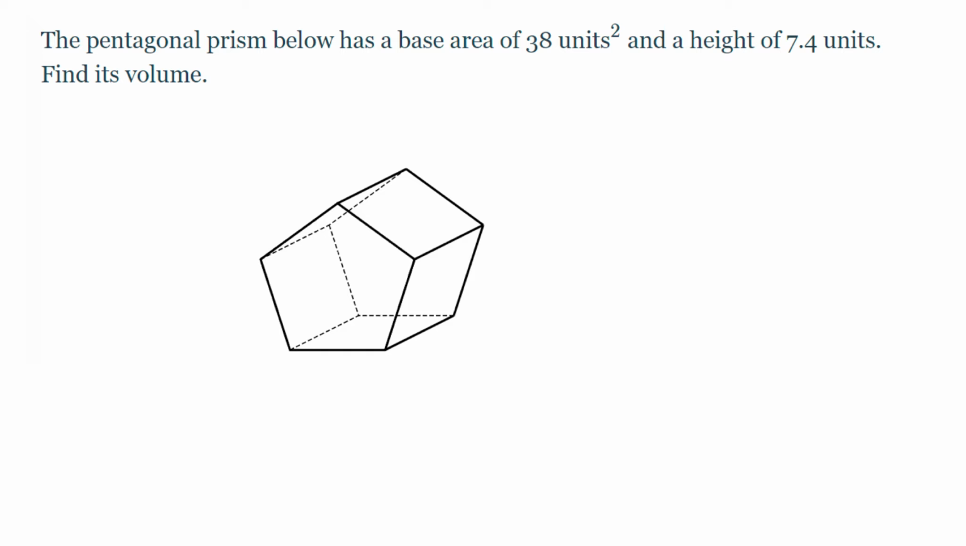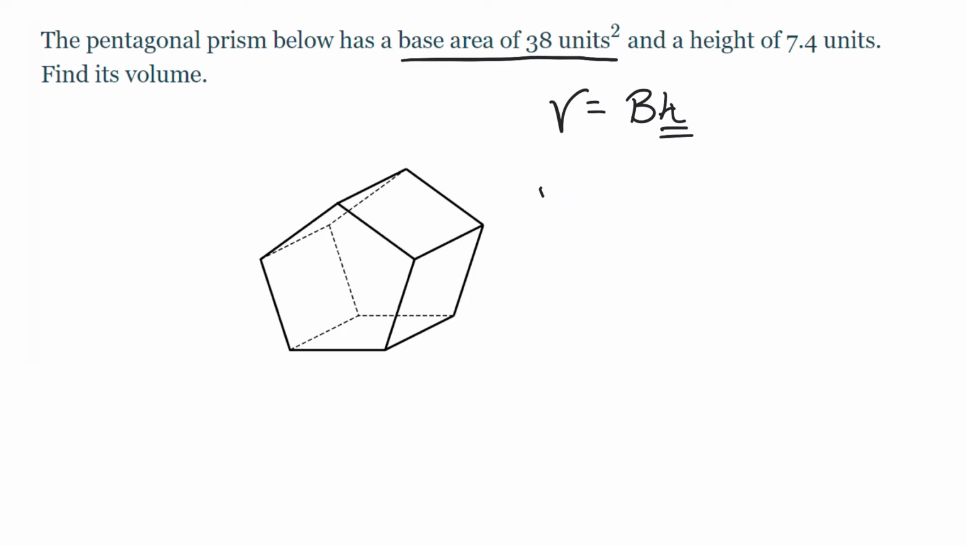So here we're given a pentagonal prism, and we actually are given the base area. Anytime we're trying to find the volume of a prism, it is really base area times the height of the object. It's very important that we recognize the height of the object, because a lot of times we're going to run into base times height. Remember, this is the height of the object.